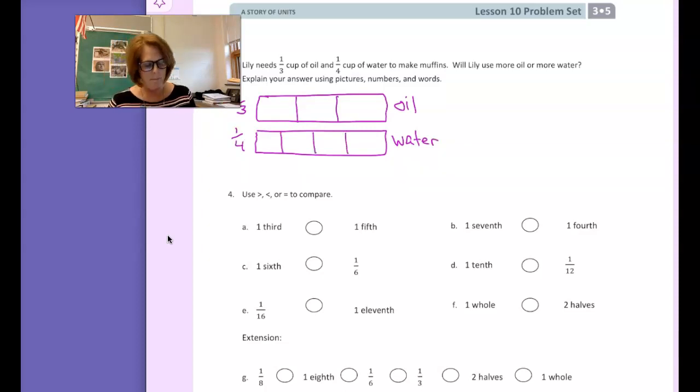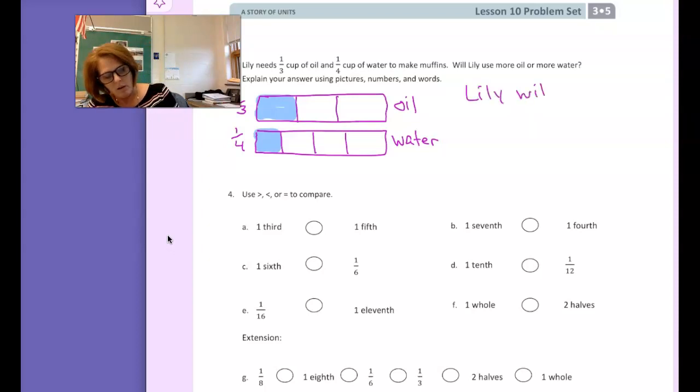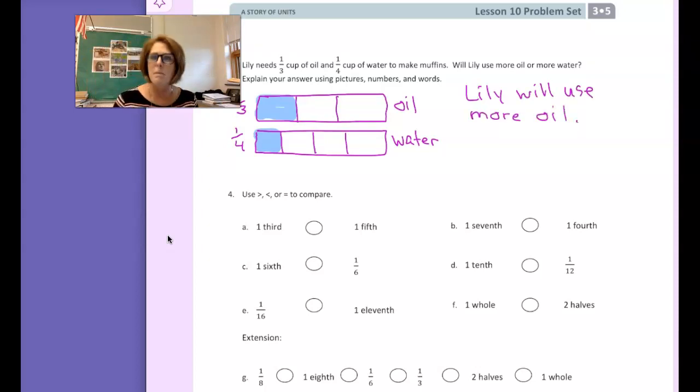Okay. Now I can shade in 1/3 and I can shade in 1/4. And I can easily see, what is she going to use more of? She's going to use more oil. So Lily will use more oil. I hope Lily shares her muffins in our Google Meet with us.